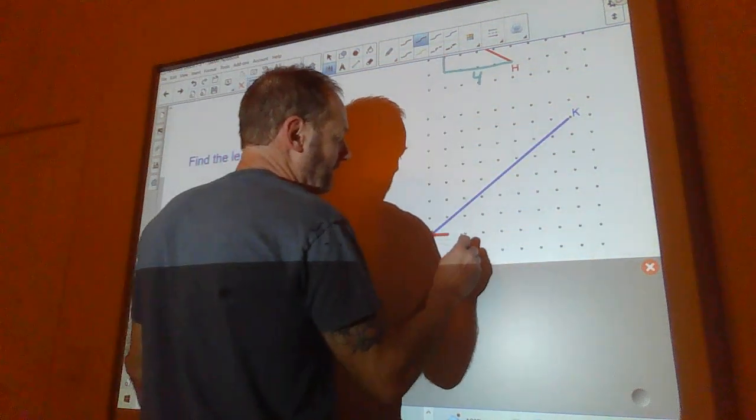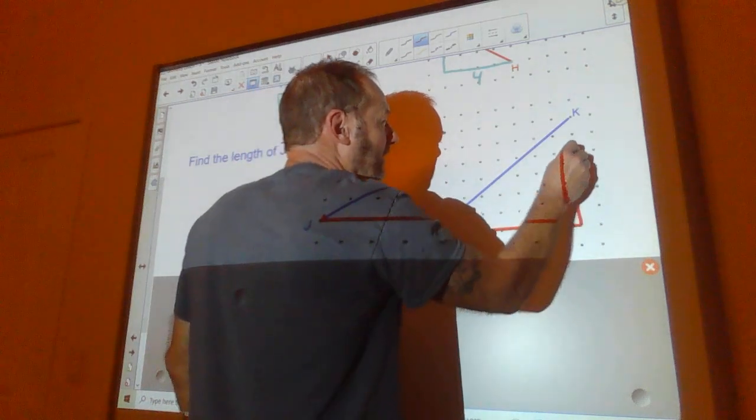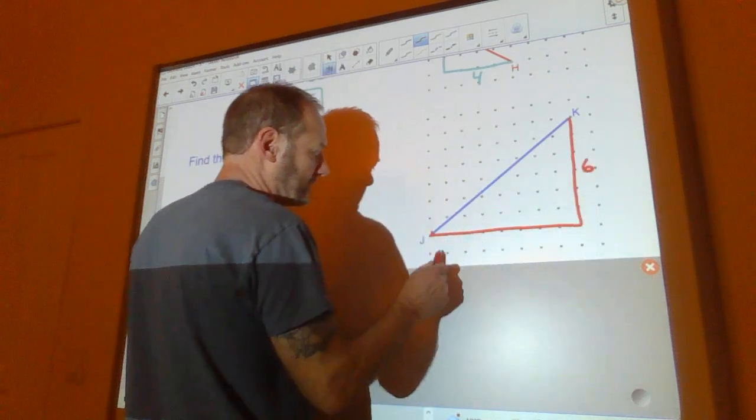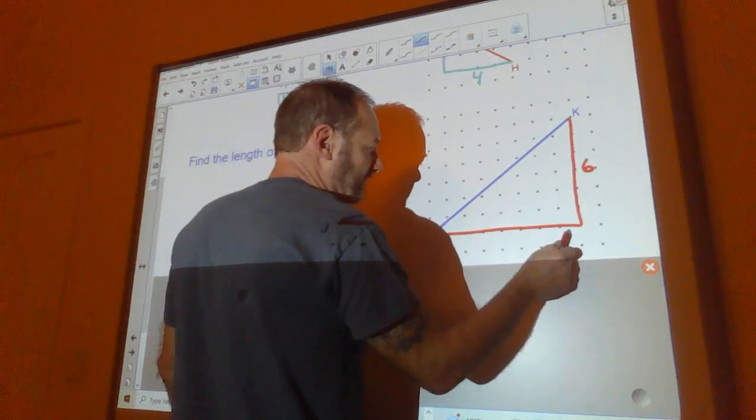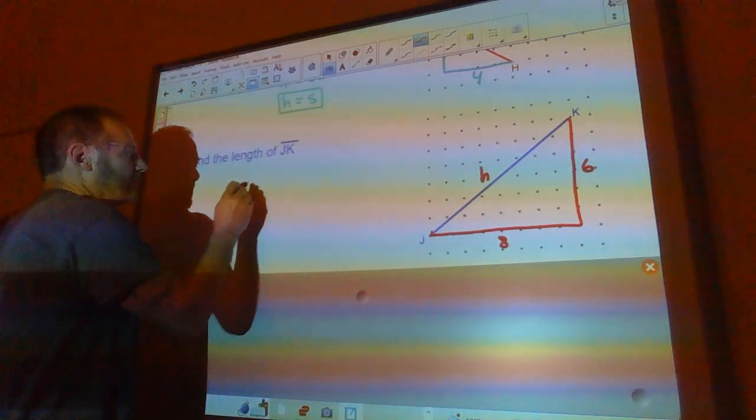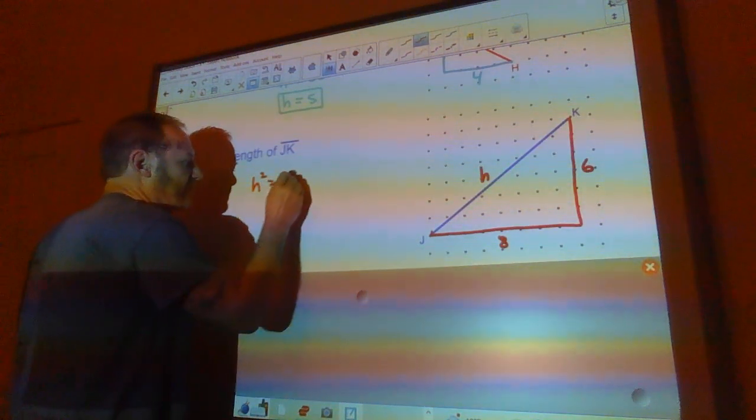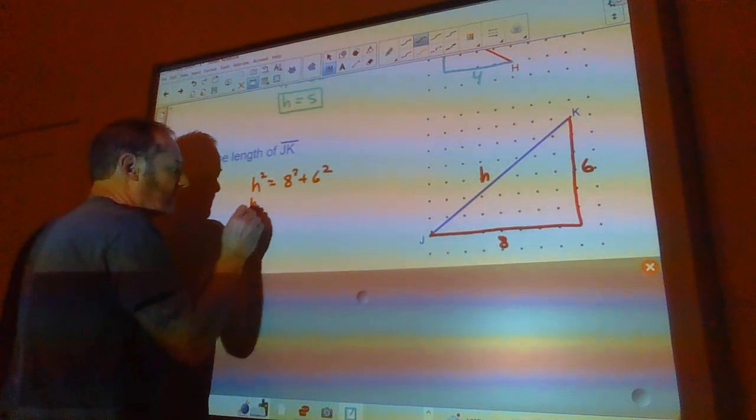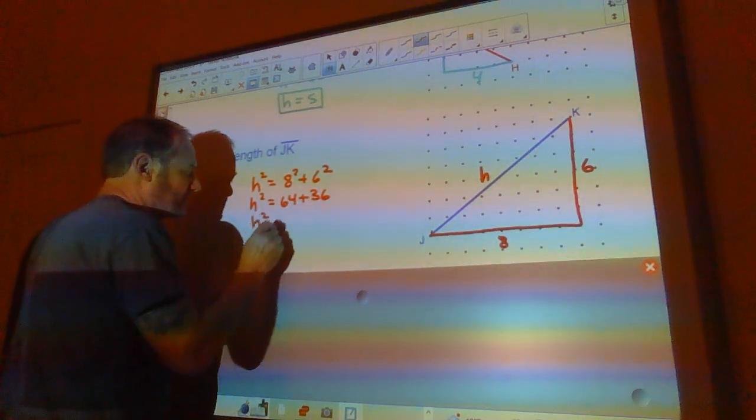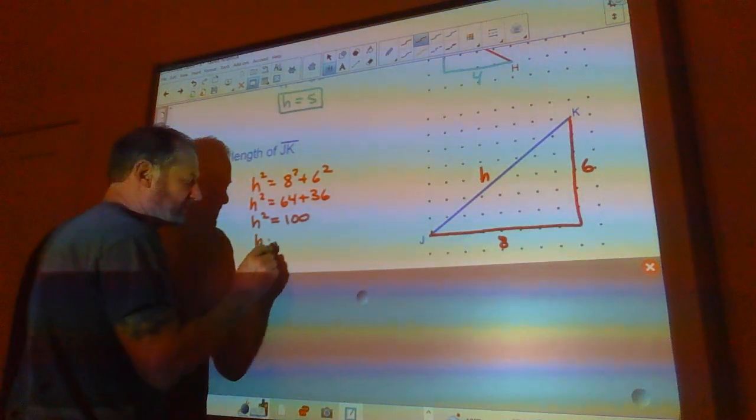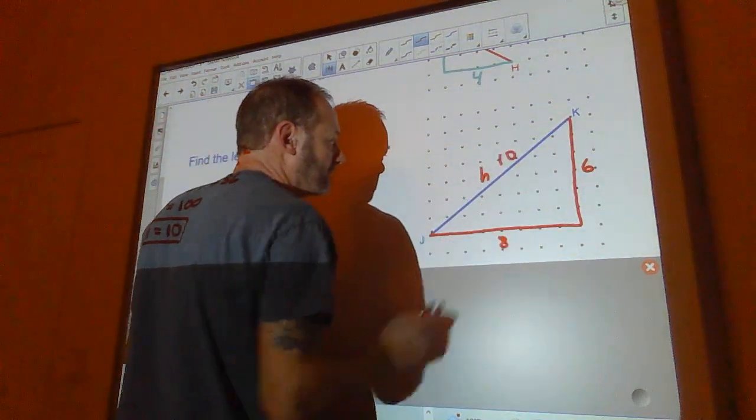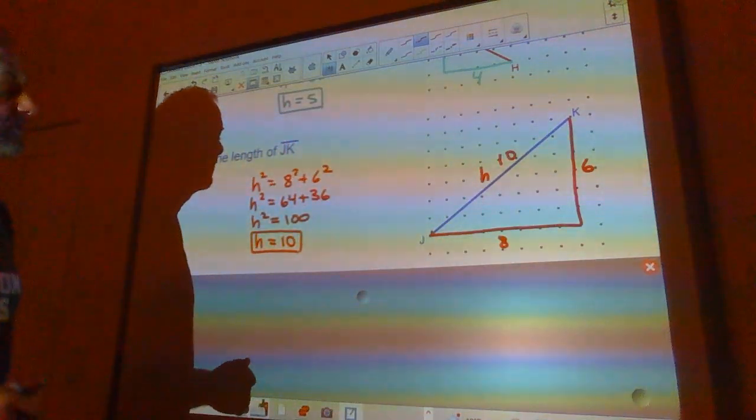Okay, so we're going to go ahead and make a right triangle like so. This is 1, 2, 3, 4, 5, 6 on this side. This is 1, 2, 3, 4, 5, 6, 7, 8 on this side. We'll call this H for hypotenuse. So H squared is going to equal 8 squared plus 6 squared. That means H squared is 64 plus 36. So H squared is 100, which means that H is 10. So this is going to be 10. It's nice that these have come out to be nice whole numbers.